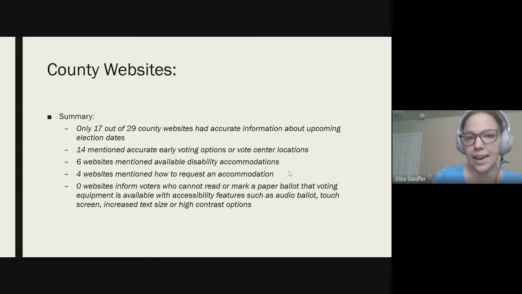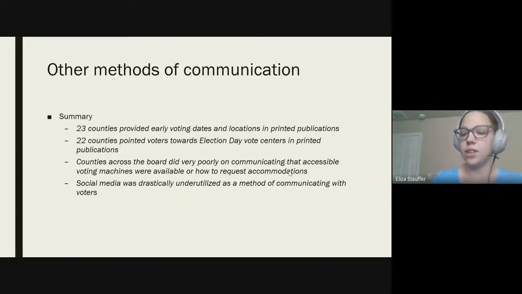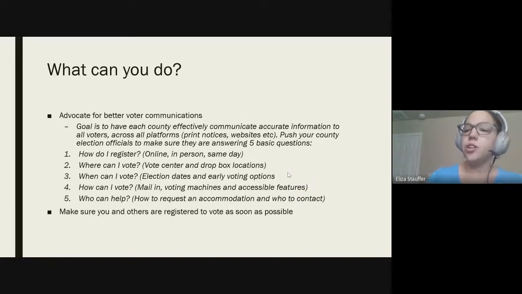14 mentioned accurate early voting options or vote center locations, and it gets worse from there. Essentially, they're really bad at communicating any disability information at all. Same with their print publication information. So what can you do? Advocate for your county election officials to ensure that their communications answer 5 basic questions. How do I register? Where can I vote? When can I vote? How can I vote? And who can help? Make sure that you and others are registered to vote as soon as possible.